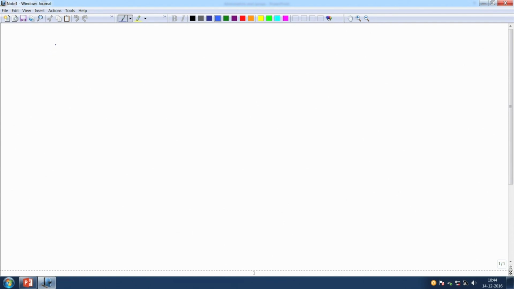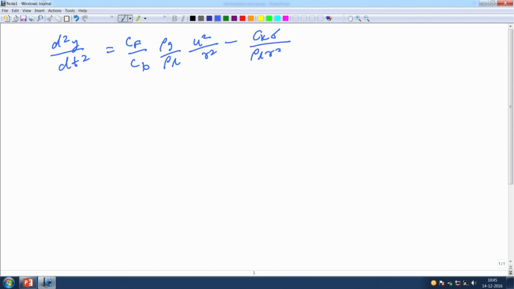Using the expression, d square y by dt square now becomes Cf by Cb, rho g by rho L, u square, where u, remember, was the relative velocity, minus Ck sigma divided by rho L r cube into y, minus Cd into mu L divided by rho L into r squared, dy by dt, right. That is the full equation that you have.